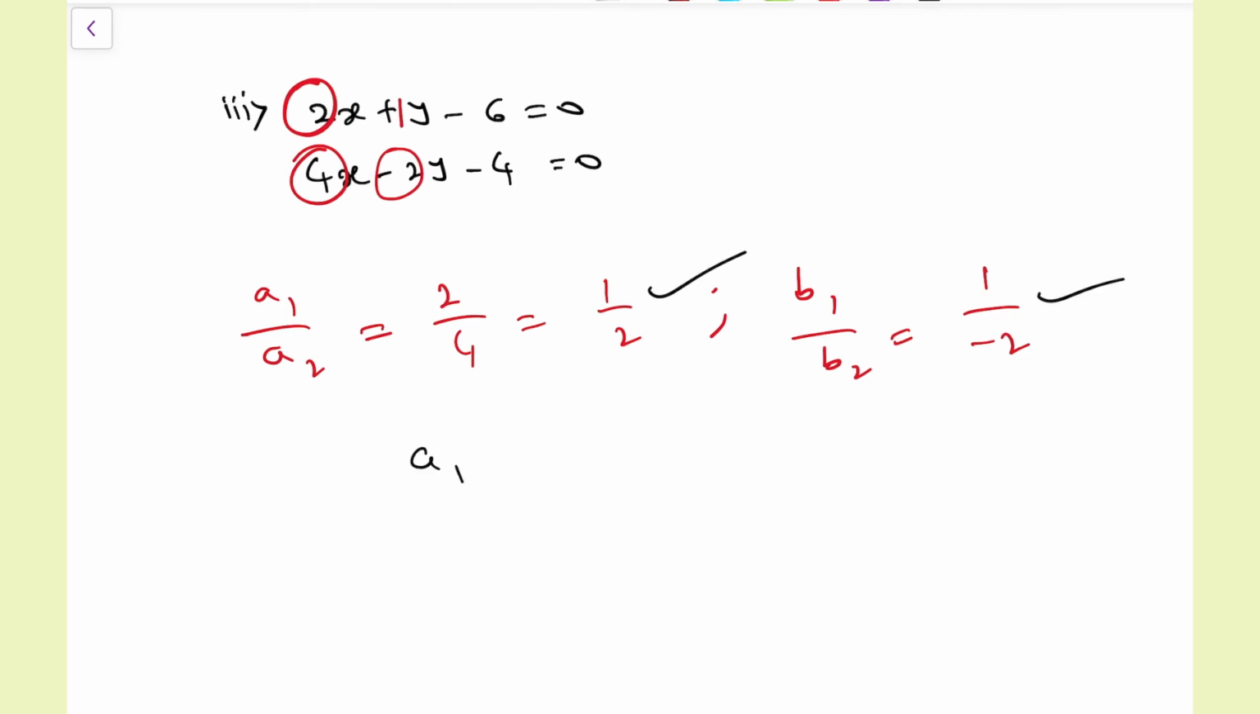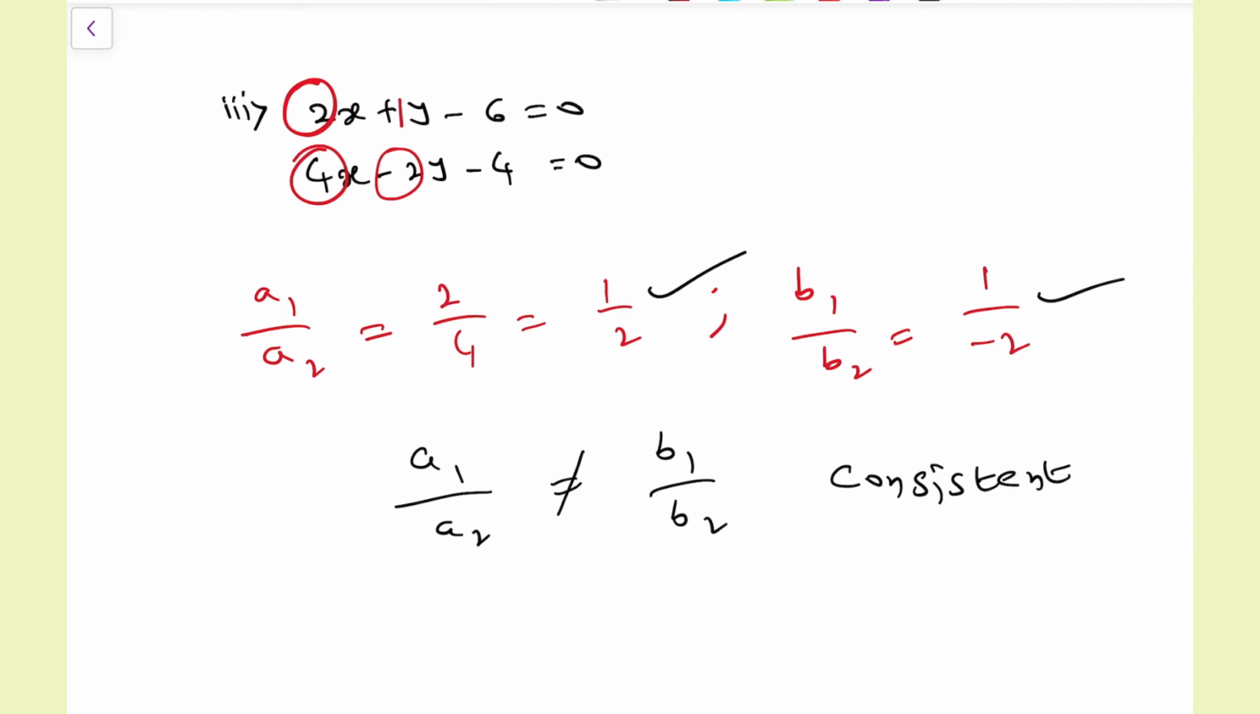Here we can conclude 1 by 2 and minus 1 by 2 are not equal at all. So A1 by A2 is not equal to B1 by B2. If A1 by A2 is not equal to B1 by B2, then those come under intersecting lines. Intersecting lines means one solution will be there. So this comes under a consistent pair. So now here it is consistent, so we need to draw the graph for this.